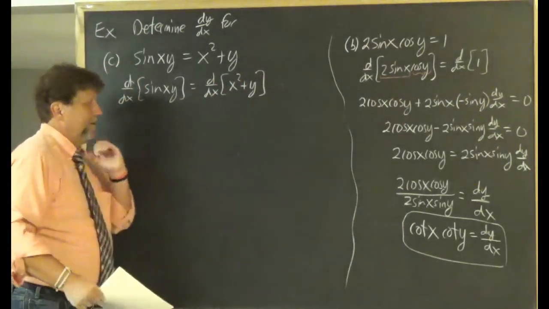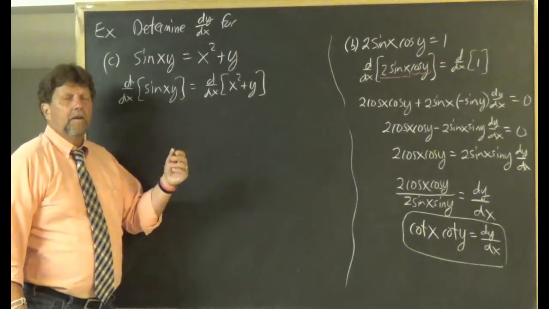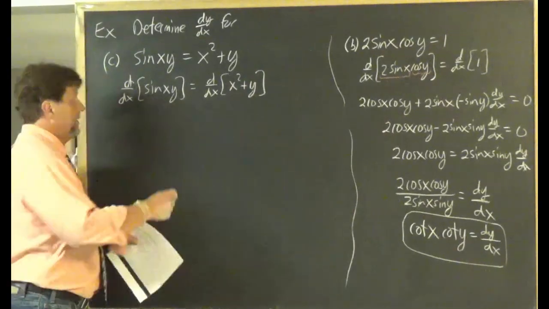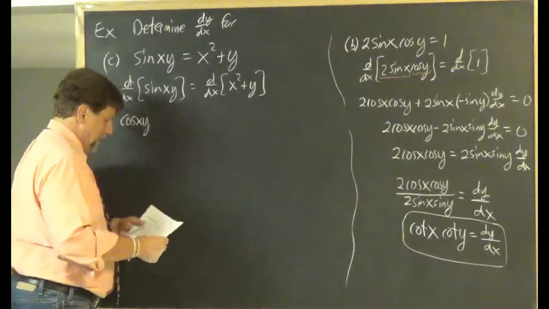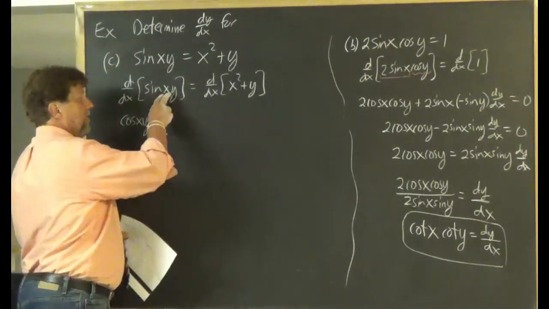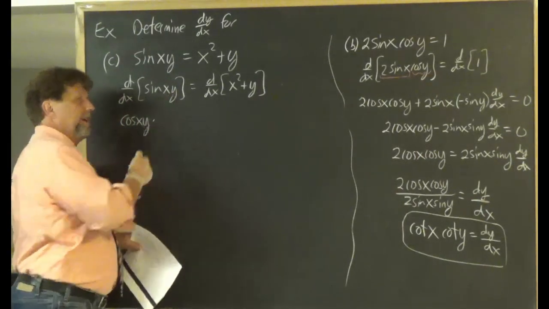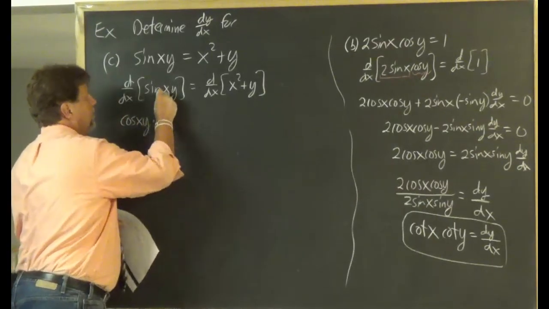All right, so here we go, d/dx of the left side. The left side is sine of xy. We know the derivative of sine is cosine, so we have cosine of xy. Now we have to do the chain rule. We have to differentiate the xy, and I mean, we have a product rule there.